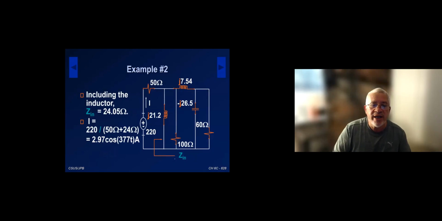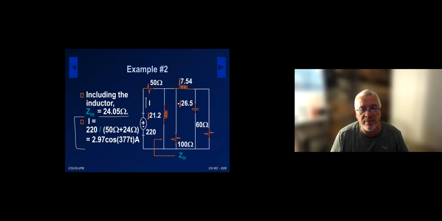So if we include the inductor here, the inductor I calculated, then we can calculate the current. The input impedance Z in then becomes 24.05, and I can simply calculate the current by dividing the voltage by the sum of the impedance, and I get the current. So you can see that the current and the voltage are in phase; they have the same phase. So the power factor is going to be 1. So hopefully that's helpful.